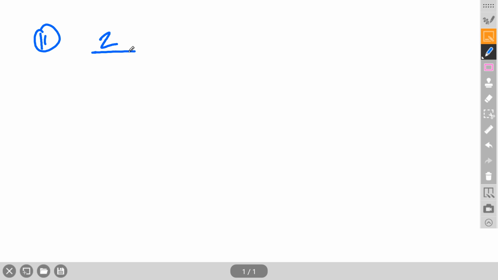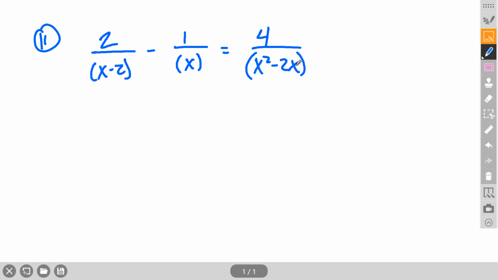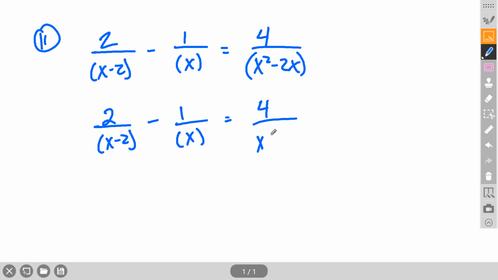Number 11, 2 over x minus 2 minus 1 over x equals 4 over x squared minus 2x. Okay, let's make sure that the denominators are factored. So x minus 2, that's fine, that's factored. x cannot factor anymore. And then x squared minus 2x, there's a GCF there of x. Factoring out an x gives us x minus 2.